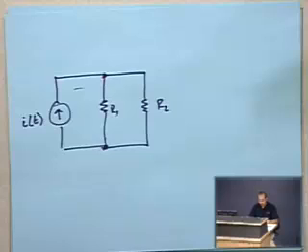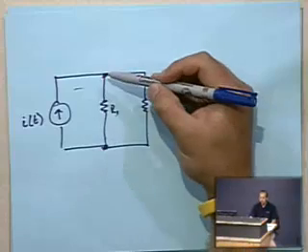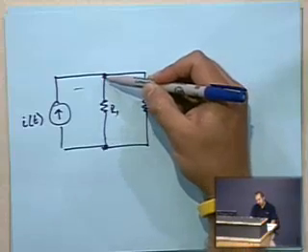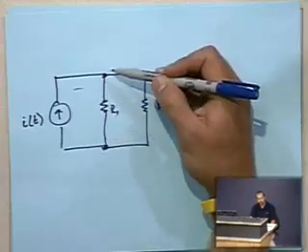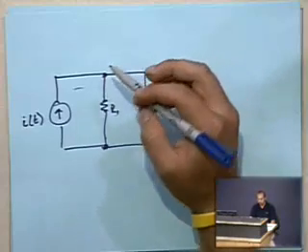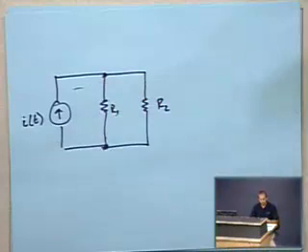And when we define something as being in parallel, they have to share both endpoints. The nodes are going to be the same on both of those elements. So that defines what's in parallel. So that's if we look at it from the point of view of KVL.